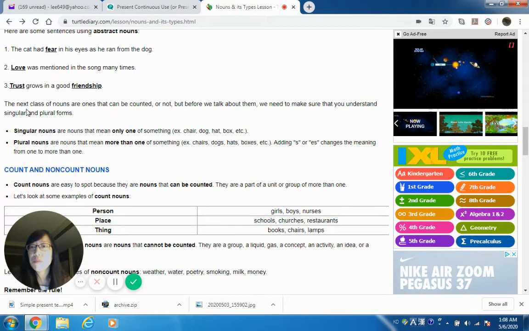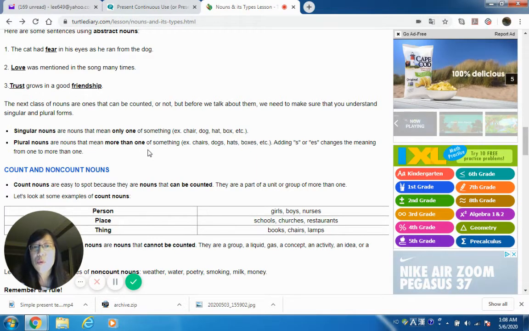Now this is the hard part. Well, concrete and abstract nouns are easy, and you don't really need to know. It's not important. But countable nouns and non-countable nouns, these are kind of hard. So singular nouns are nouns that mean only one of a thing, and plural nouns are nouns that mean more than one. So it could be 2 or more, all called plural nouns.